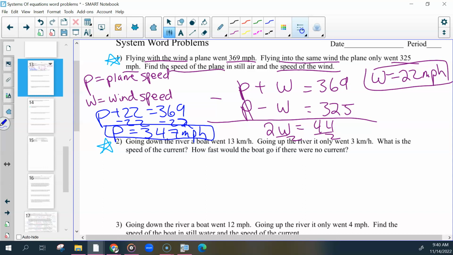These are easy enough equations that you could put these back in and double check, does this work? 347 plus 22 equals 369. 347 minus 22 equals 325. You could quickly do that to double check. Just like the other problems, ask yourself, does this make sense? If you get a number that's really big for the wind speed, that should not make sense. In theory, unless there's some natural disaster, your wind speed is going to be way less. Same thing with your boating. Your river speed is going to be way less than the speed of your boat.